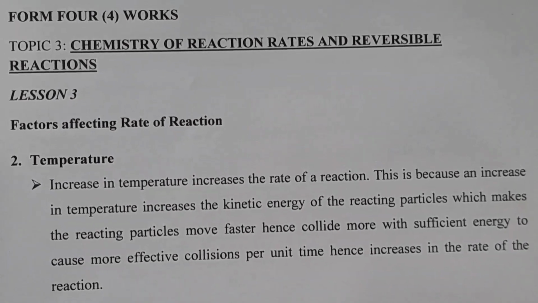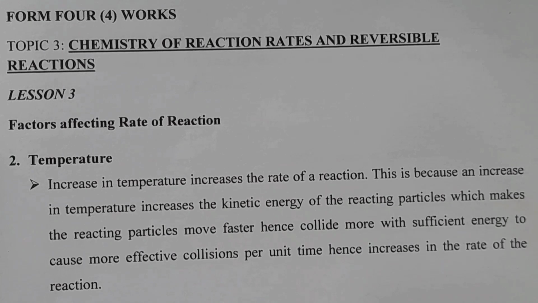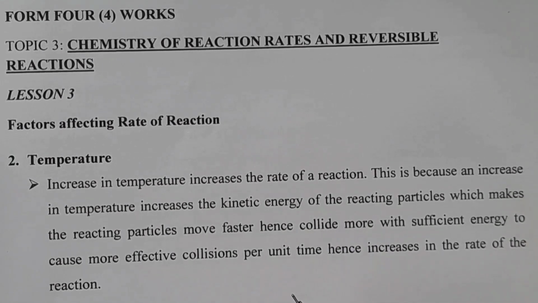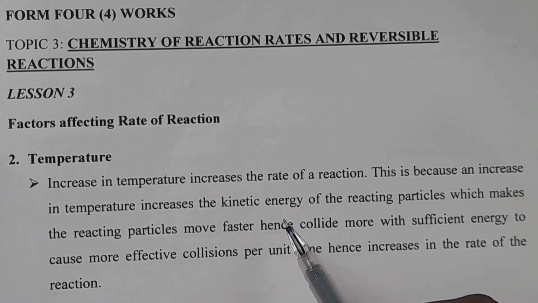Remember, we have done the collision theory. We said that in collision theory, we are supposed to consider three things. One, the reacting particles must collide. They have to collide in the correct orientation, and they have to have the minimum amount of energy required to start a chemical reaction, which is the activation energy. So if you increase the temperature, it increases the kinetic energy of the reacting particles, which leads the reacting particles to collide more frequently per unit time.